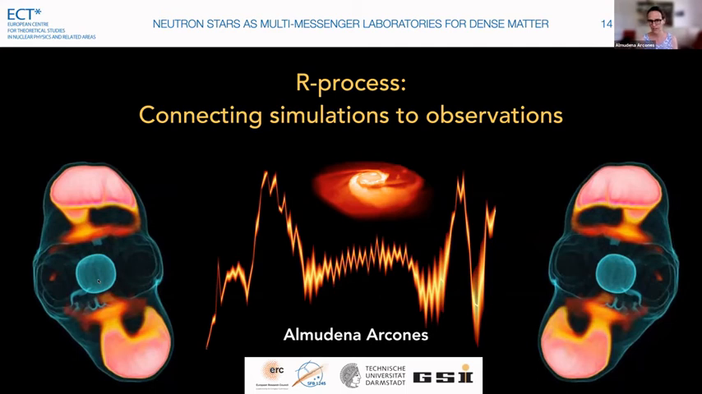So you know the r-process is the rapid neutron capture process. So we need something rapid, something explosive, and we need a lot of neutrons. So neutron stars and explosions produce the r-process, and that's why supernovae and neutron star mergers are the favorite candidates to explain the origin of heavy elements.